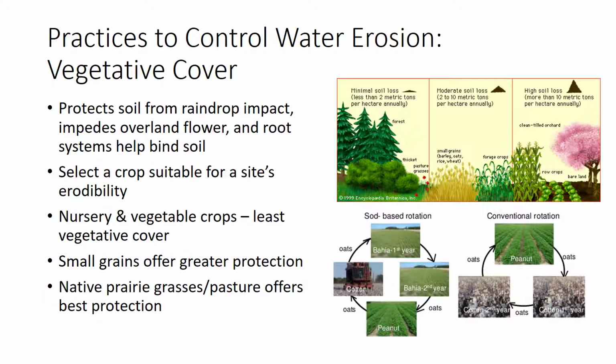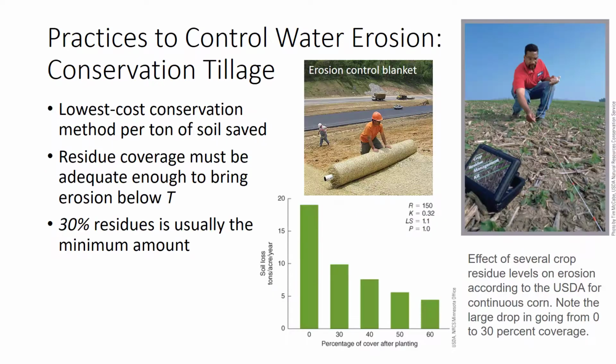Other forms of vegetative cover include cover crops, roadside vegetation, and turfgrass lawns. A well-maintained lawn with dense turf cover suffers negligible erosion, but a thin lawn may indeed erode. Conservation tillage sharply reduces sheet and rill erosion. It is the lowest cost conservation method per ton of soil saved. For these reasons, conservation tillage is the most widely accepted best management practice for controlling soil losses.